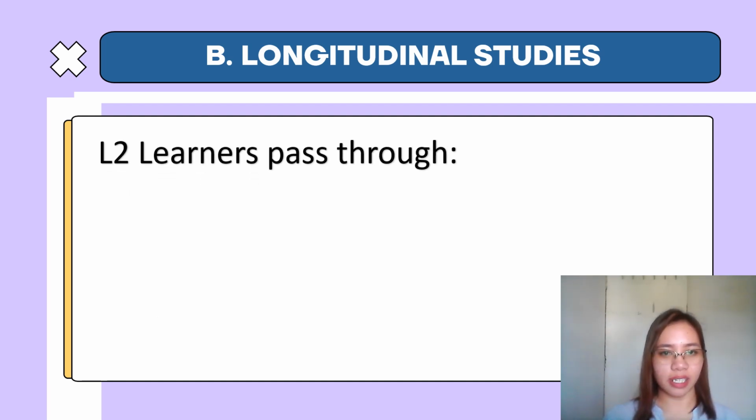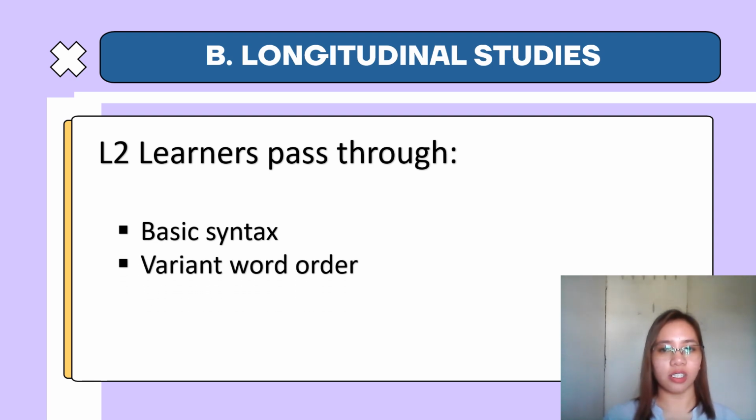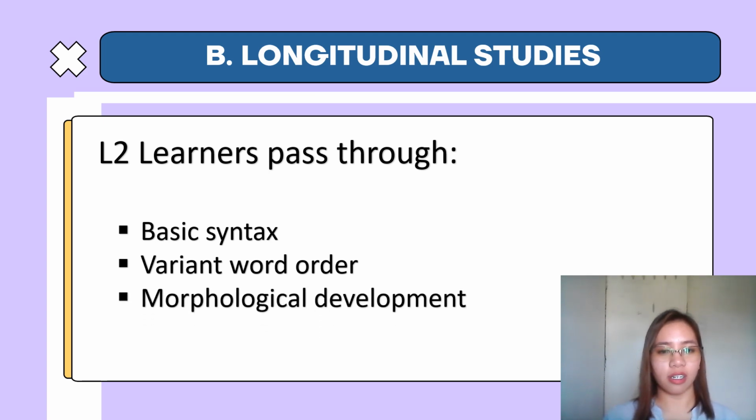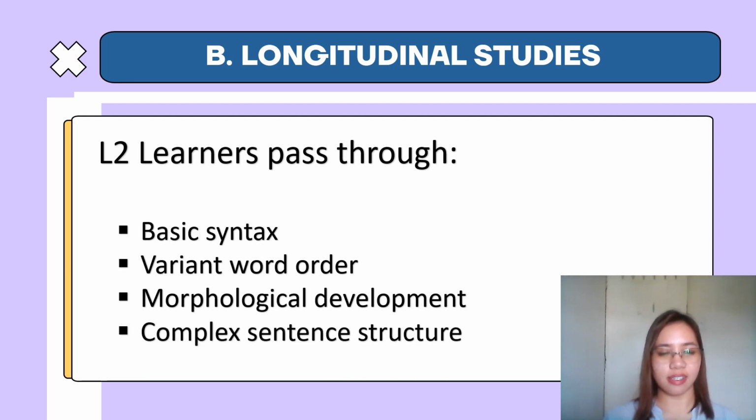Next is being the product of creative construction. All L2 learners pass through, one, basic syntax, which talks about the arrangement of words. Next is the variant word order, which is the rearrangement of words. Next is morphological development, which is word formation and complex sentence structure.